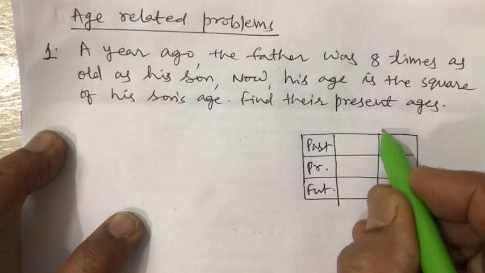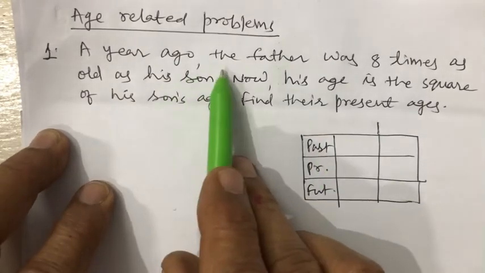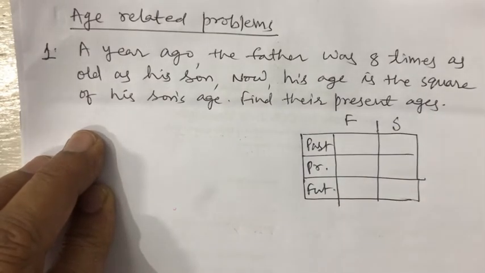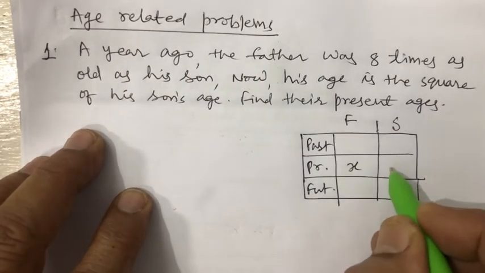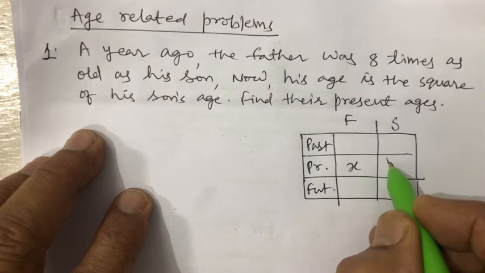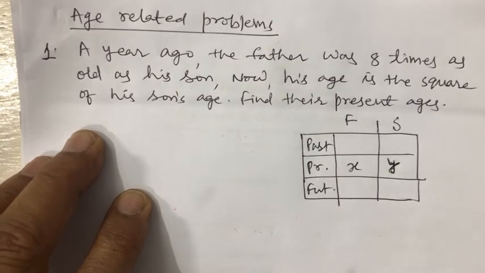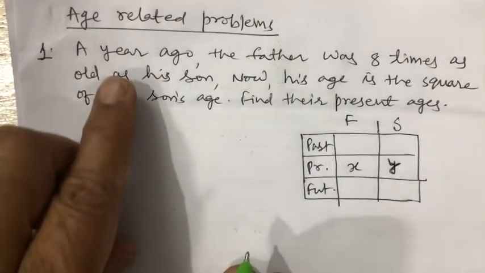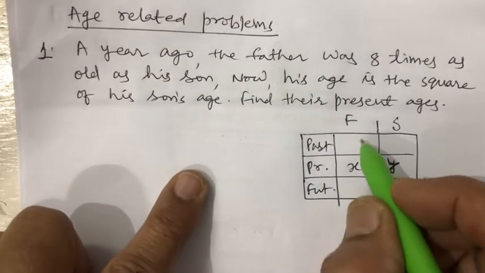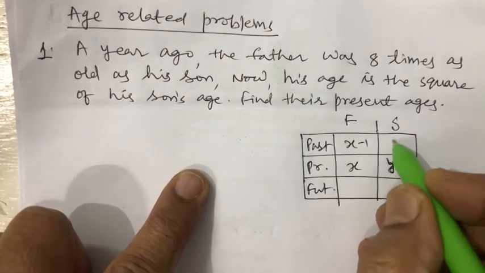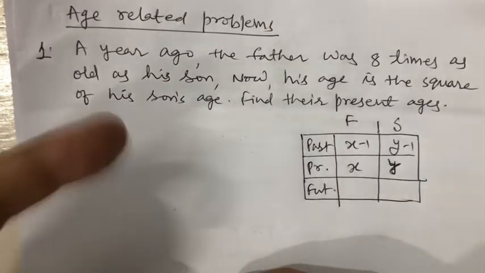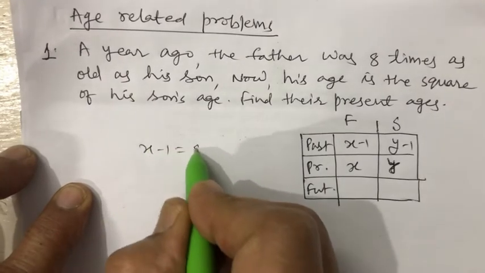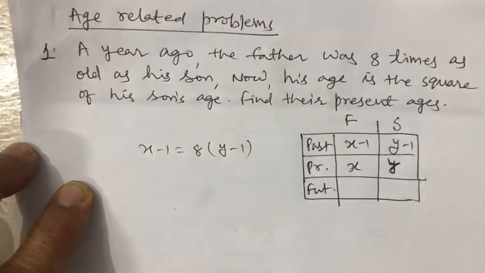Here always two persons, so name them. A year ago the father, so here we write father and son. Now always assume present age of father and son, say x and y. Present age we will always take as x and y. Now read the question. A year ago, so a year ago is past, how old will the father be and how old will the son be? 1 year ago, father was 8 times his son. First equation.